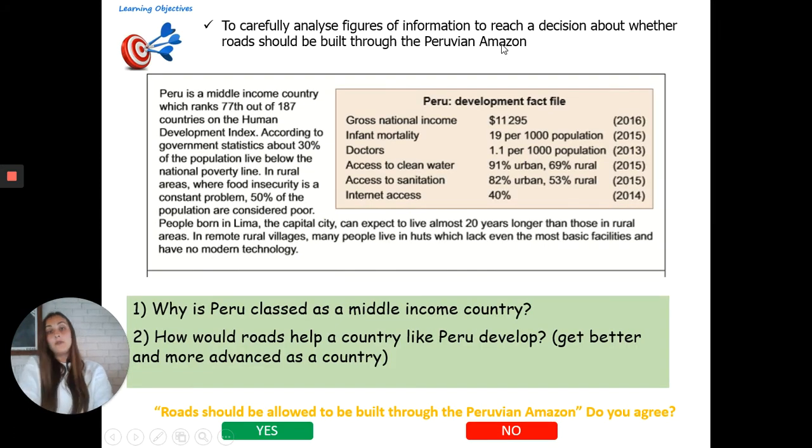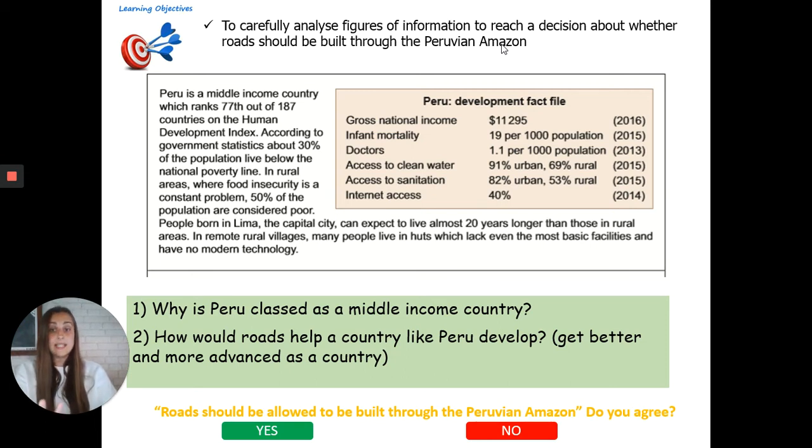Here's a little bit about Peru then. So if we're saying, should these roads be built through Peru as a country, we need to know a little bit about Peru. So there's a bit of a fact file here for us. So Peru is a middle income country. And there's a ranking using the Human Development Index. So that takes into account a few things like life expectancy, income, how educated, and the literacy rate of people that live within a country. And they're given a rating, and Peru comes out 77th out of 187 countries. So that's why we call it a middle income country.